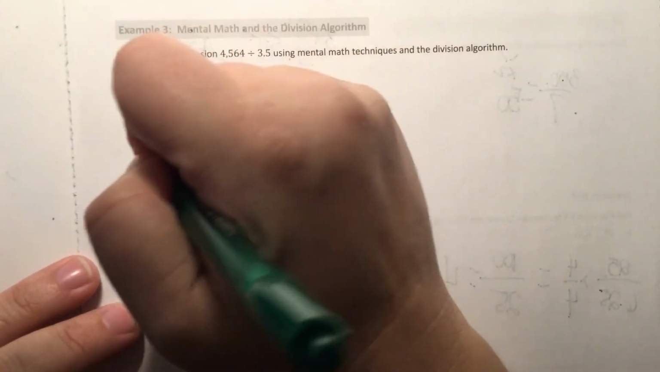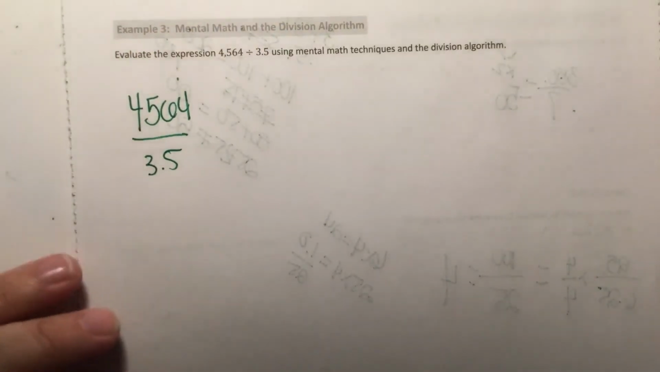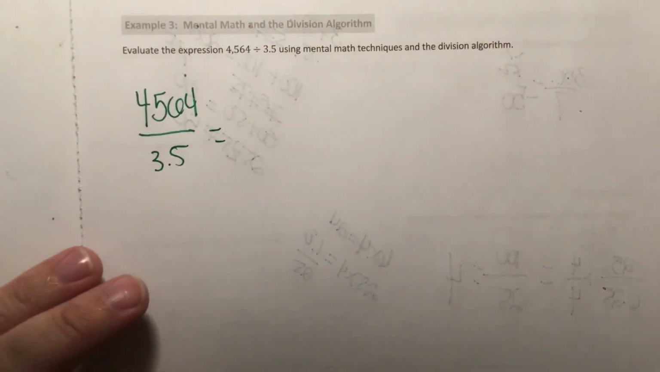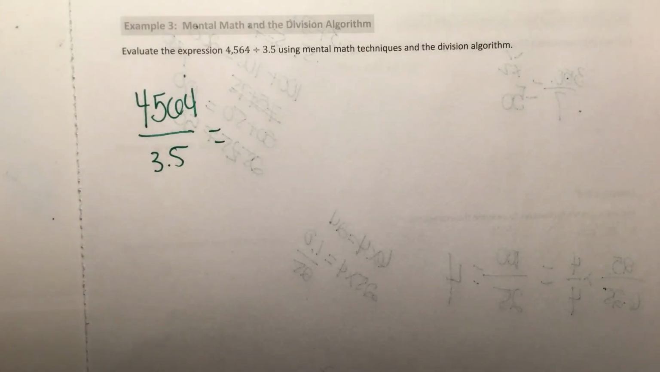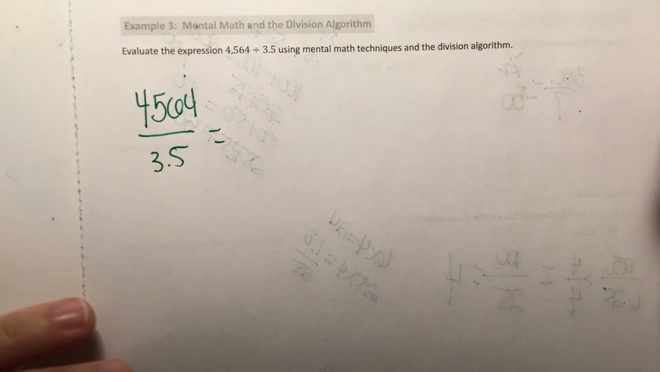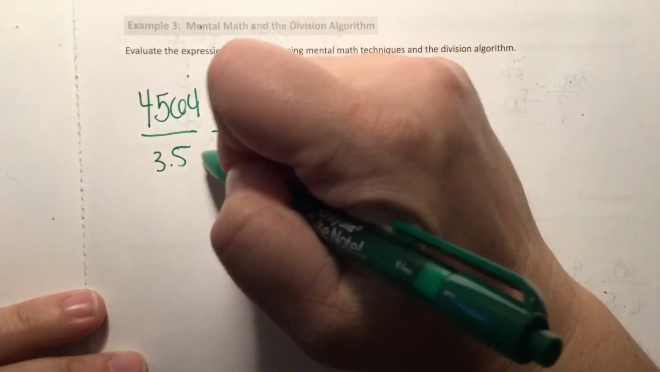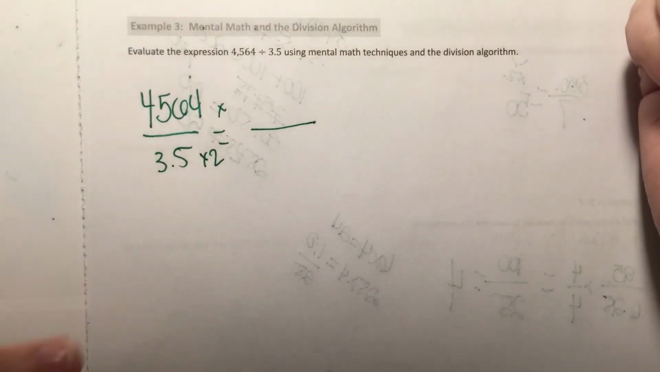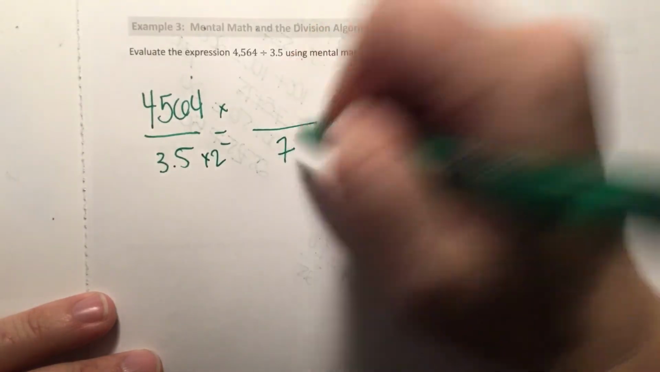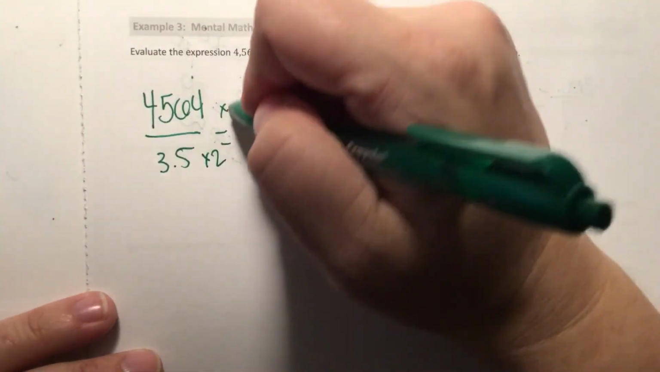4,564 divided by 3.5. You know this about me. I can't do decimals. I'm not going to divide my decimals. Power of 10, it could work here. We could totally do the power of 10, but we're doing mental math, right? So let's just do 2, okay? We know that 35 and 35, 70, right? So we know 7 on the bottom, but let's do this one, okay?